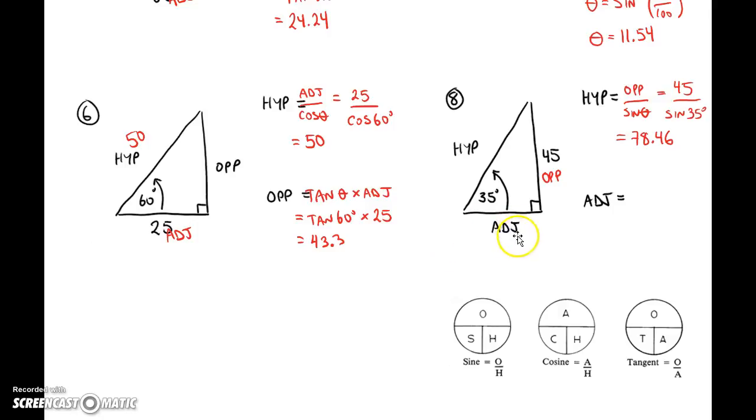Okay, last one, we need to find the adjacent. We just found this guy to be 78.46. Okay, and we need to find the adjacent, and usually in order to find the adjacent we use cos, but let's look at the values that are given. I wasn't given the hypotenuse, so using this given value and the angle looks like I'm using tan. So in order to find the adjacent, it's going to be the opposite over the tan of the angle.